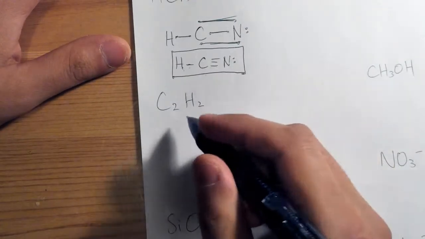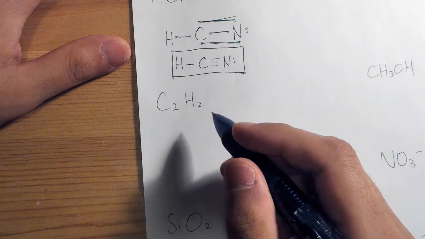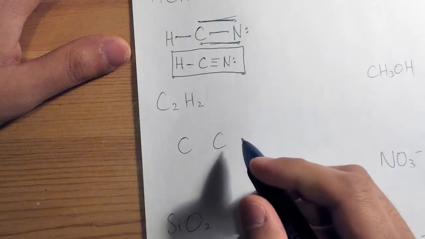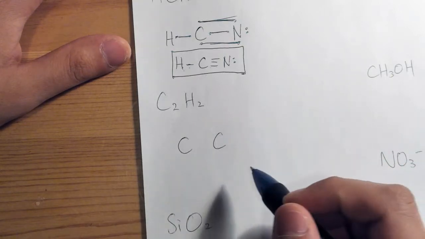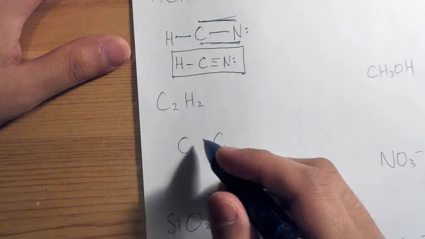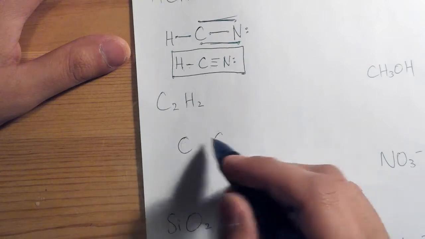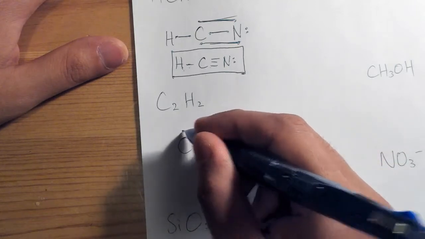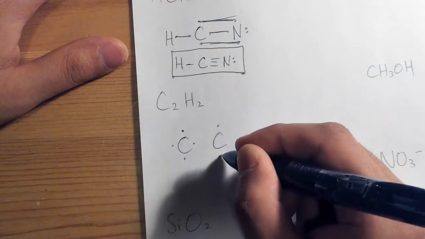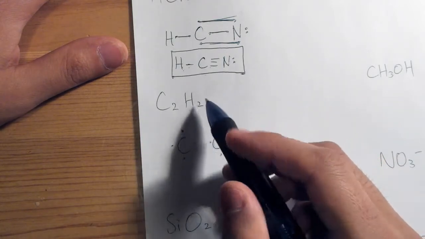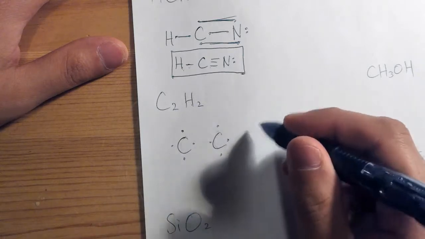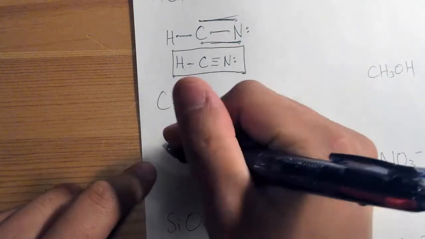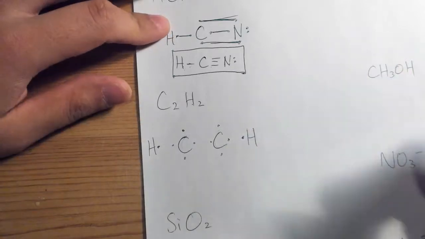Alright, next is C2H2. It's not in our notes, but in this case we're going to put 2 C's right next to each other and count both of them as central atoms. First, I'm going to put 4 valence electrons around. For the hydrogen, I'm going to put it in the outer area, so count this as 1, on the side. Hydrogen has 1 valence electron.